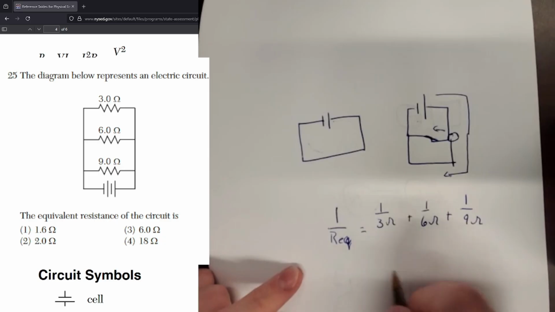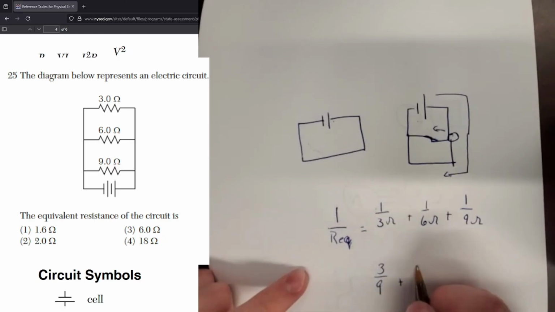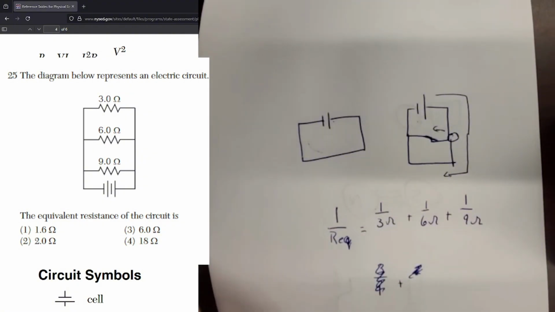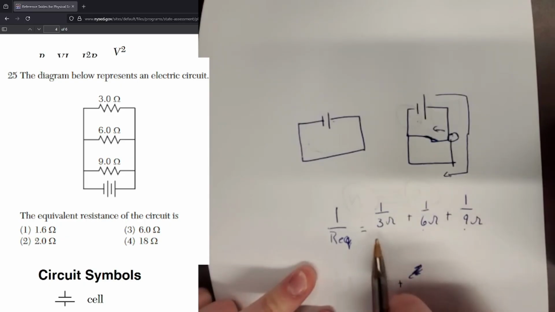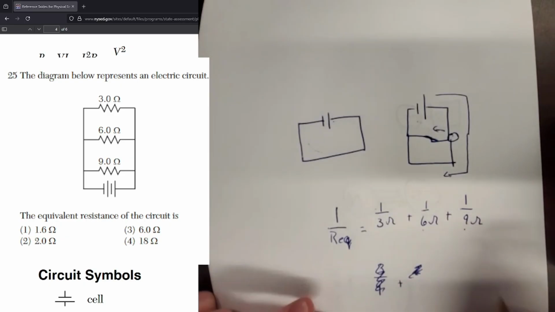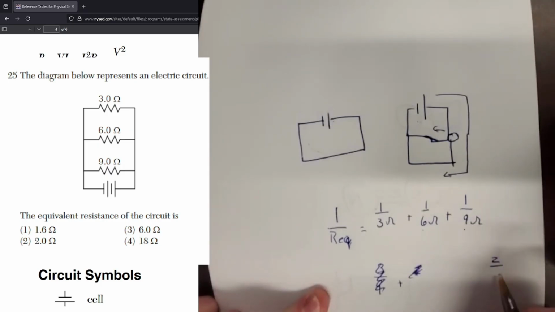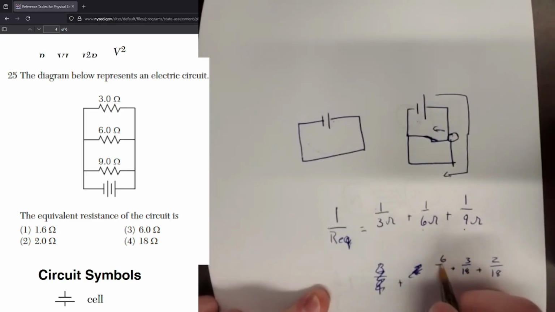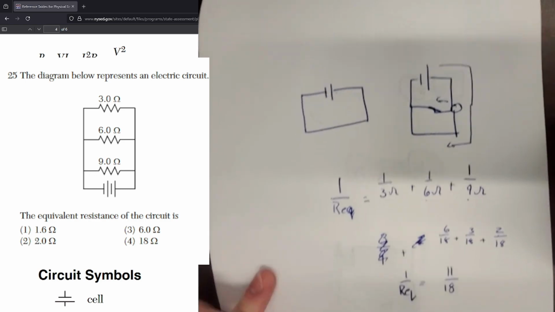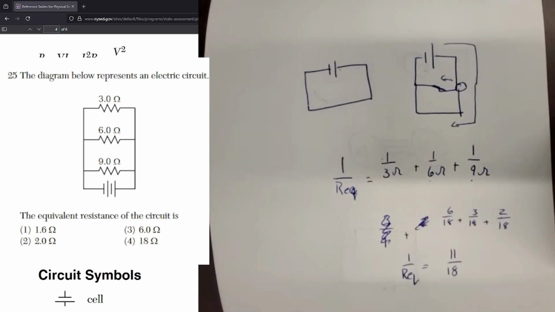So in this case, we have 3 over 9 plus... wait, no, that's not the least common denominator. The least common denominator would be 18, because 9, 6, and 3 all go into 18. Again, you don't have to do it this way, but I just find it easier. So you have 2 over 18 plus 3 over 18 plus 6 over 18. You add those up, you get 11 over 18 is equal to 1 over the equivalent resistance. But you don't want 1 over the equivalent resistance. You want to know what the equivalent resistance is itself.